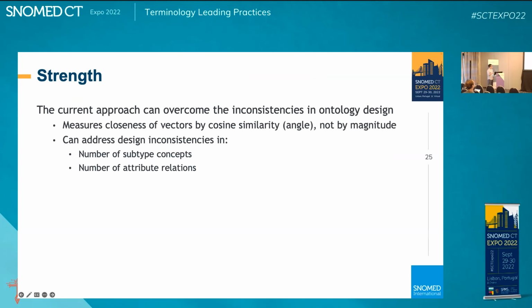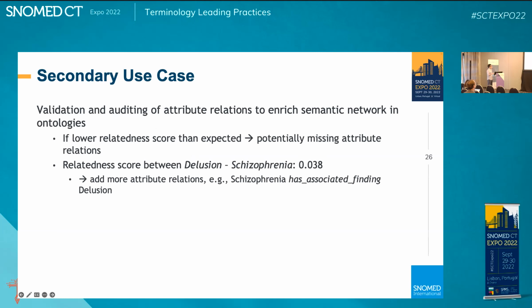So the strength of the current approach is that we can overcome the inconsistencies in ontology design, and we can address design inconsistencies in the number of subtype concepts or number of attribute relations. And this is because it measures closeness of vectors by cosine similarity and not by magnitude. And the secondary use case of the current approach may be the validation and auditing of attribute relations.